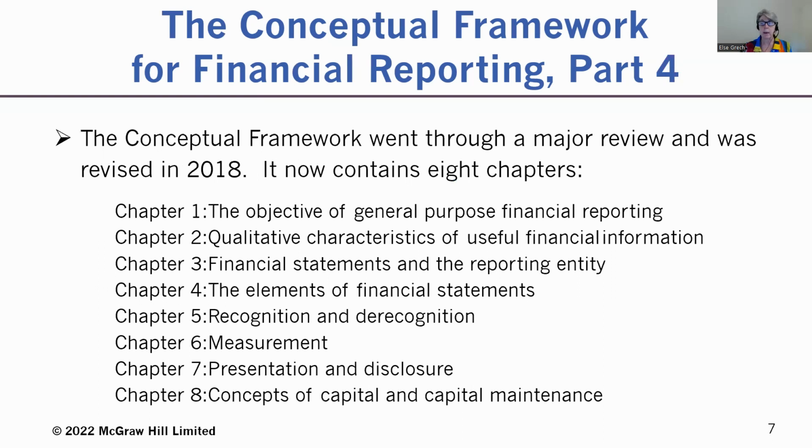The conceptual framework is actually made up of 8 separate chapters. You can see them noted on this slide. To summarize the chapters into the main ideas, we can see that they include the objective of general purpose financial statements. Why do we produce them in the first place? The qualitative characteristics for useful financial information and the underlying assumptions. And then also in separate chapters, the definitions, recognition, and measurement of all the elements of financial statements. And we're talking, of course, assets, liabilities, equity, revenue, expenses, gains and losses, and other comprehensive income.